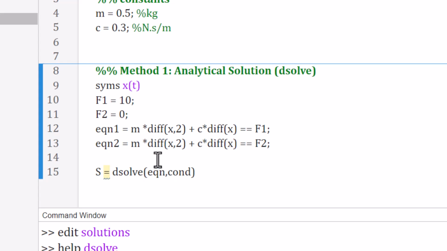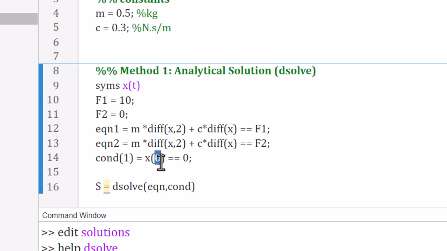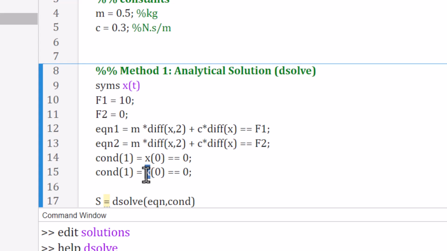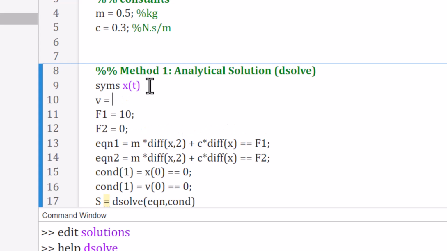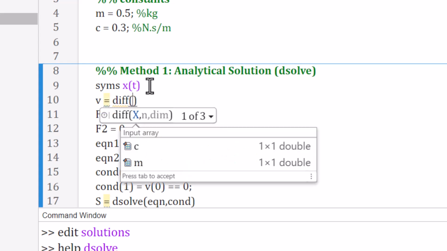Now I have to define the initial conditions, and as I said, the mass is initially at rest. So initially the position is equal to 0 and the velocity is also equal to 0. But I haven't defined velocity, so velocity is the first derivative of x.